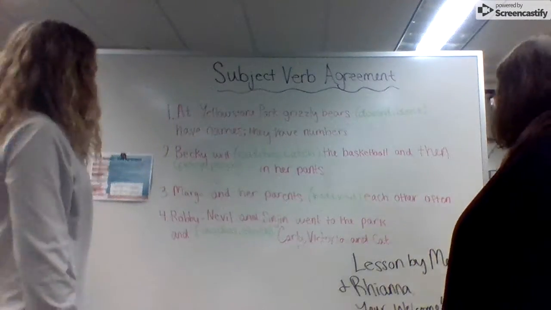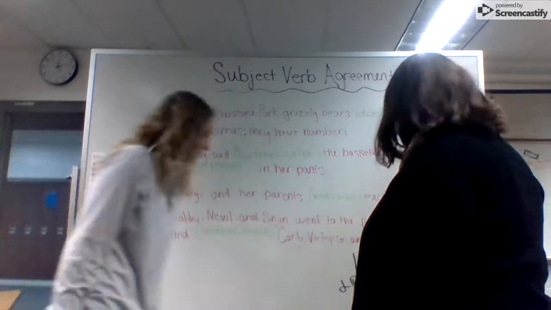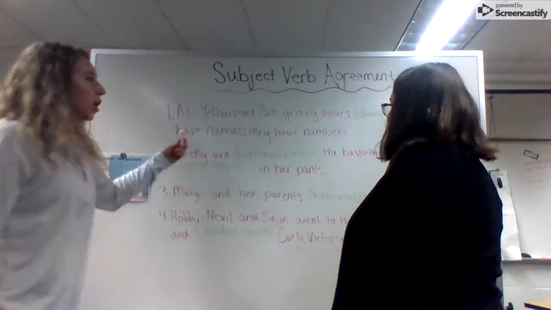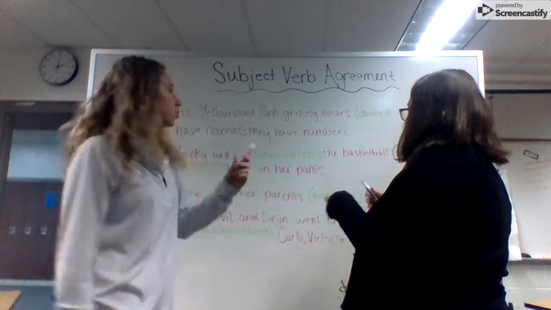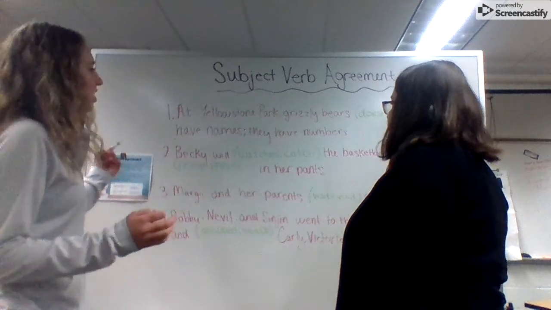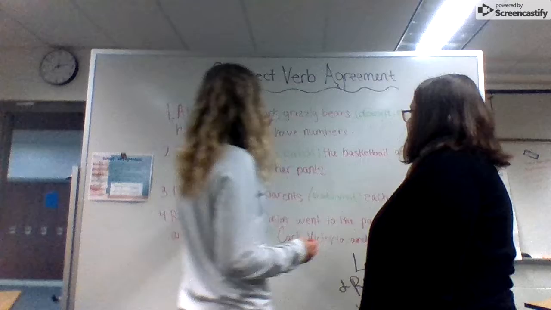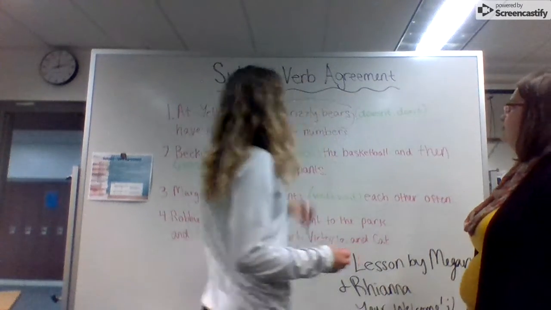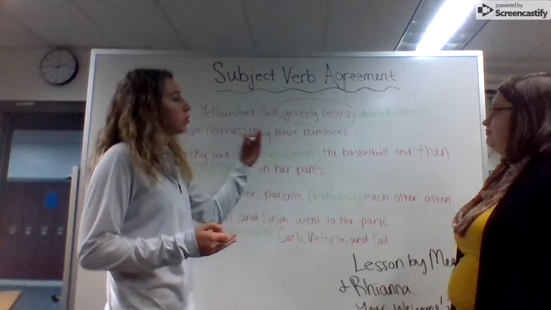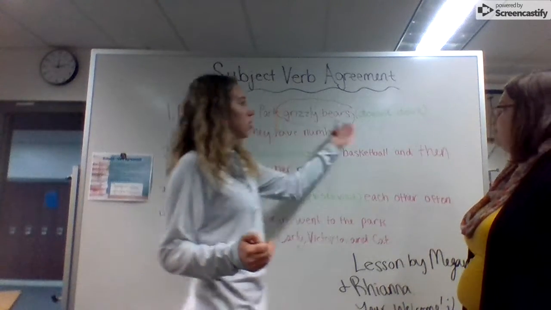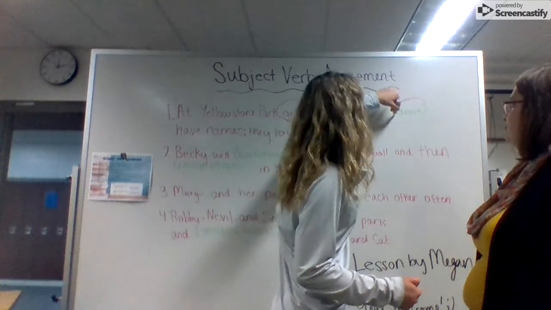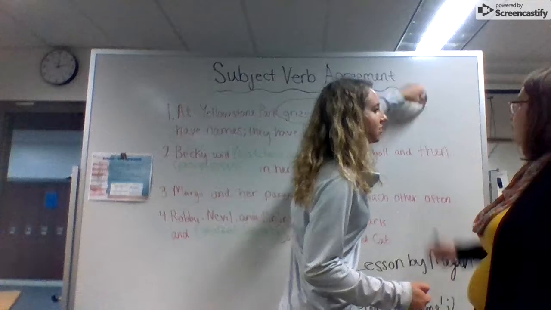Okay. So, example 1. The sentence reads, at Yellowstone Park, grizzly bears doesn't or don't have names. They have numbers. So, when doing these, you need to identify the subject of the sentence, which would be grizzly bears. And since there is more than one grizzly bear, it would be plural. So, which verb matches up with it? It would be don't.